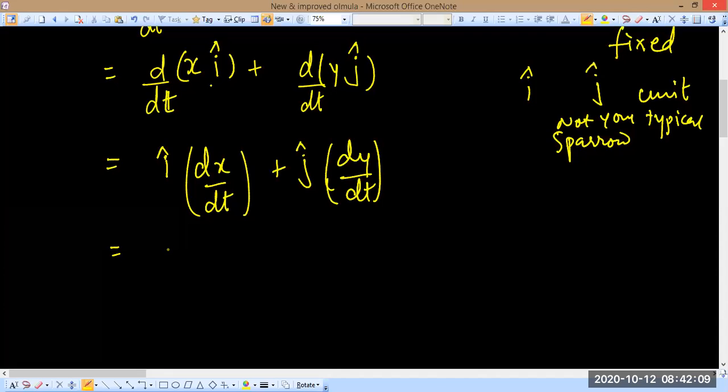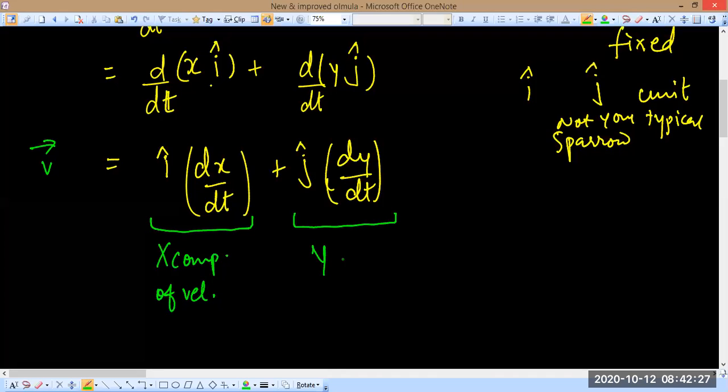Okay, now this is where it gets interesting. If you would look at this whole thing, do you realize that this is like x component, but of what? Of velocity. And this whole thing gives y component of velocity. Is this clear? What I've marked here, are these two things clear?